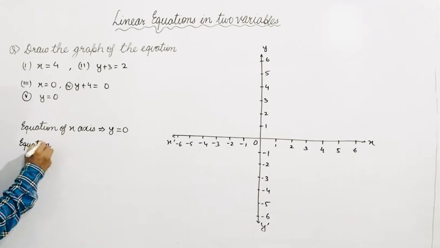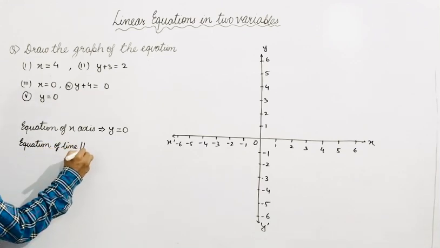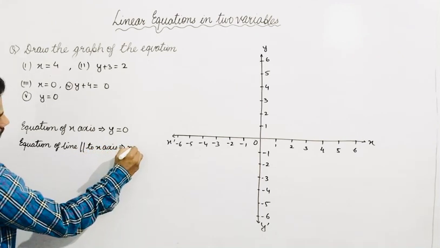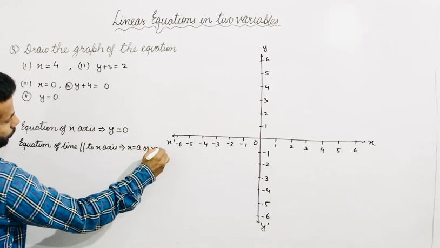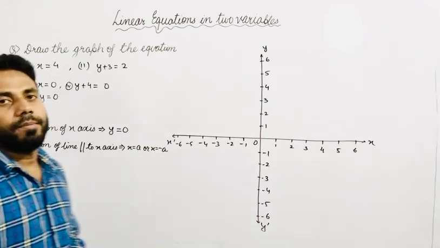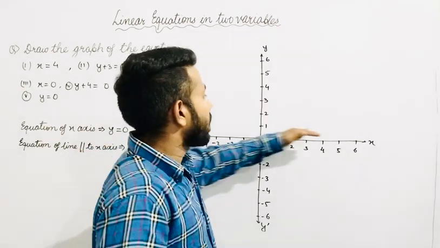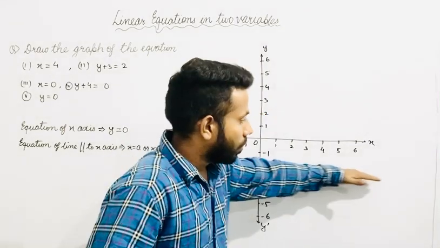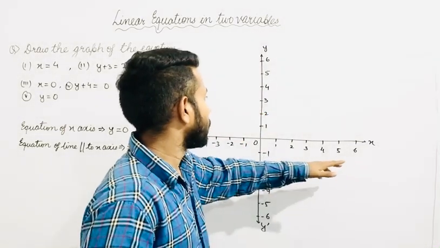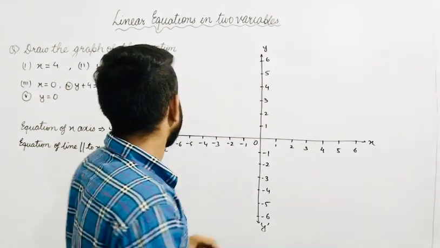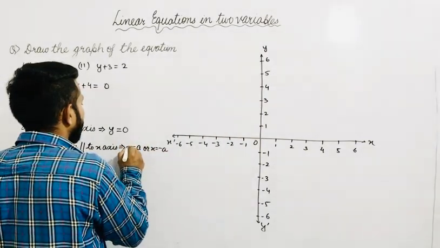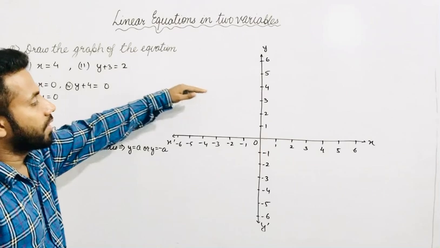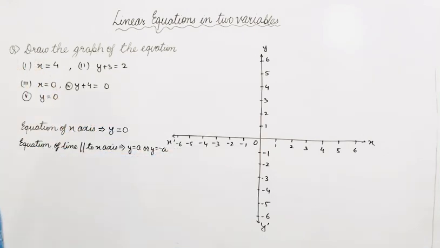Equation of a line parallel to x-axis is y equals a or y equals minus a. A or minus a can be any number. What is the equation of a line that is parallel to x-axis? So this line above is parallel to x-axis, this line below is parallel to x-axis. What can be its equation? Its equation can be y equals a or y equals minus a. This is first.